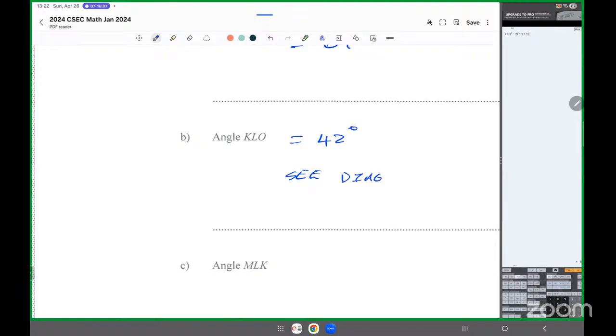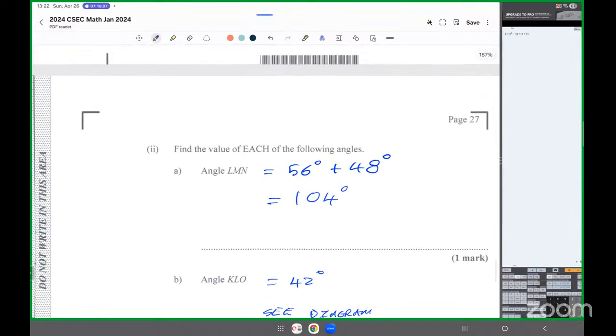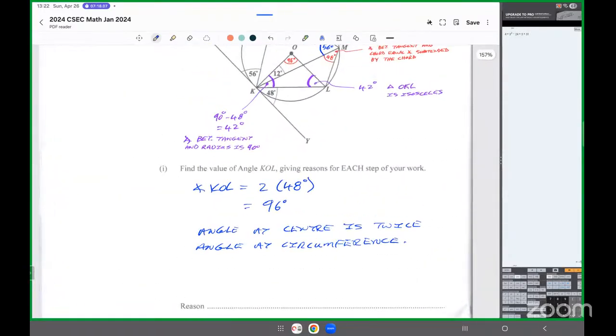Sir, for the previous question, for angle LMN, it's 104 degrees. Which one? This one, LMN, sir. How much is it? They tell me 64 and 104. I don't even look at it, I just took the figures. Oh Lord, I didn't even look at the numbers.